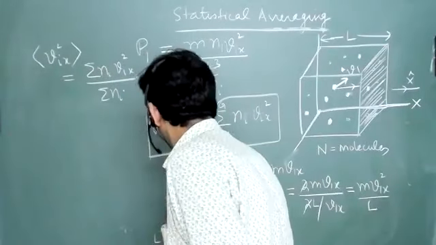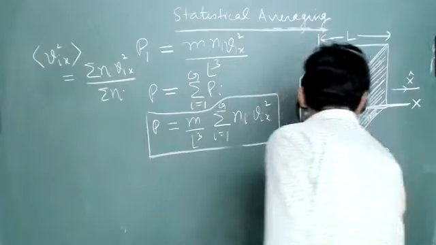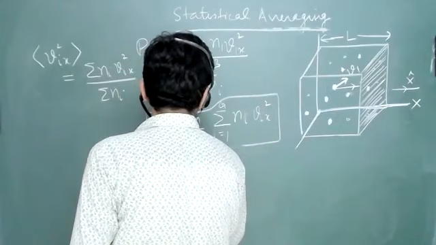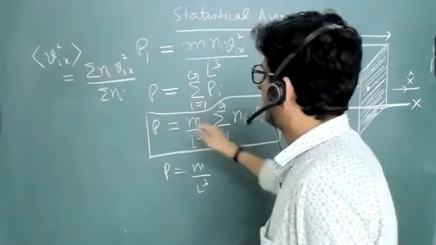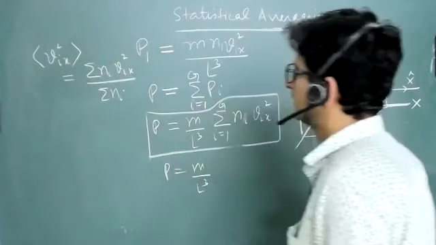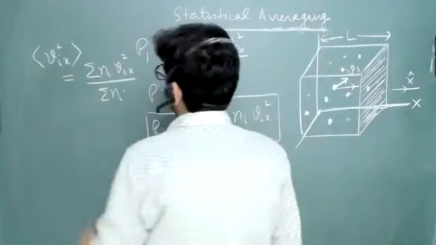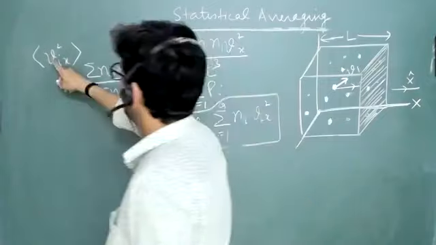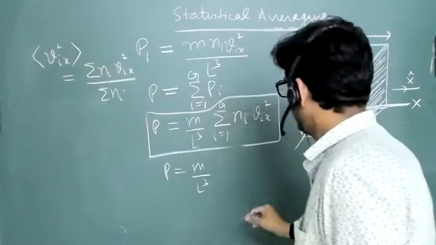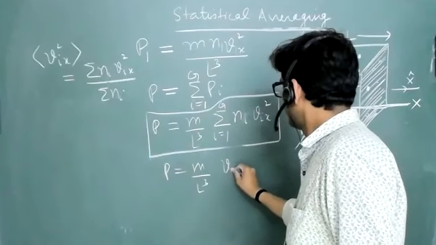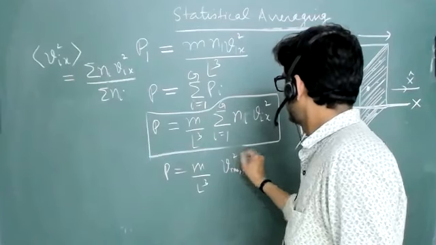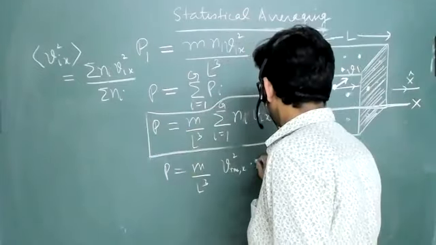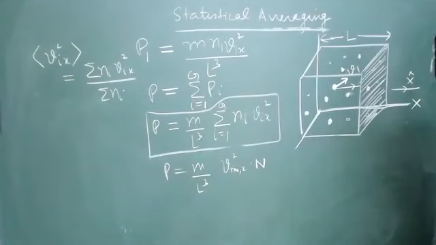So I can just write this as P is equal to M by L cube. And for this, what I can write? You see this. ये किसके equal है? Vrms? Right? Yes, sir. But this is Vrms square, na? Vrms square. So I can write Vrms x square and multiplied by N, right? Multiplied by N. Yes, sir. Because summation Ni is N, right?